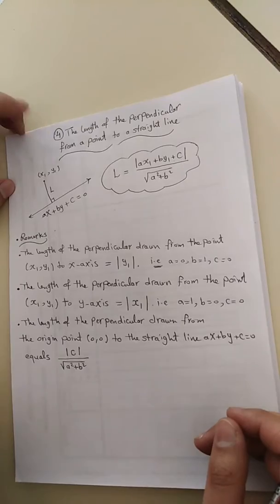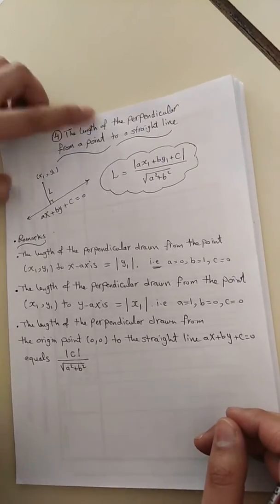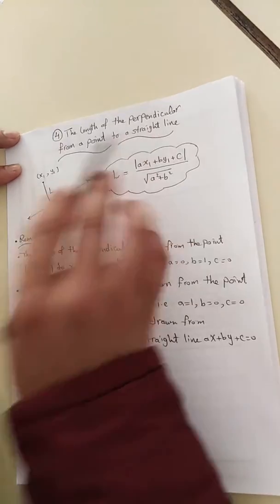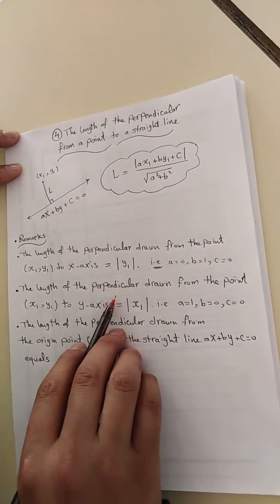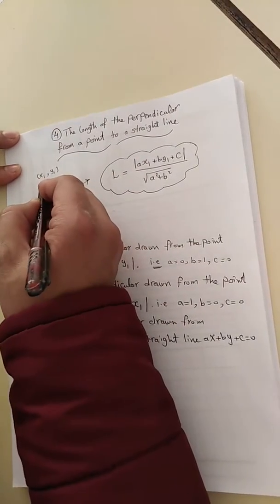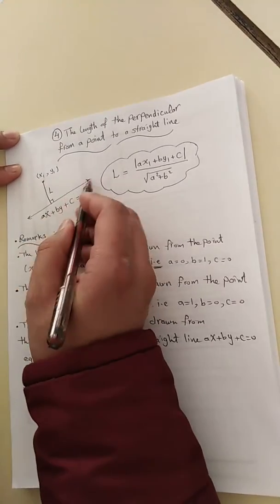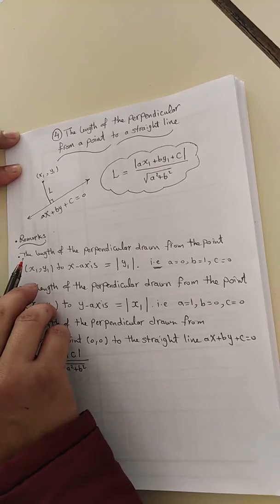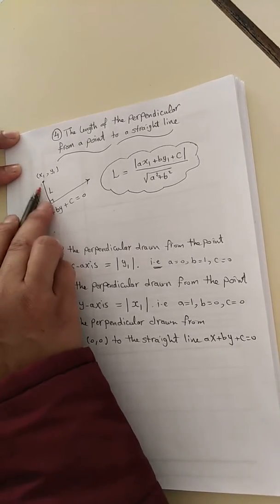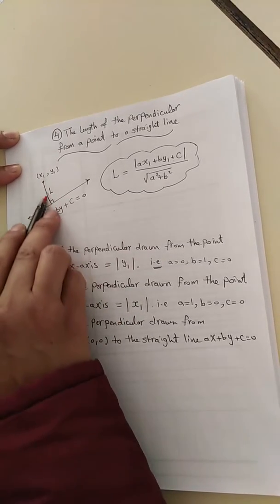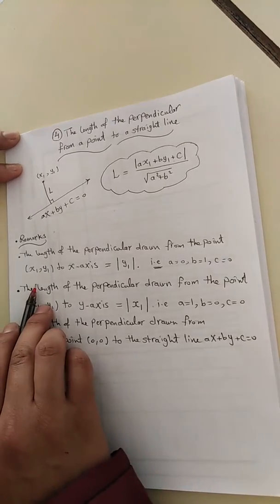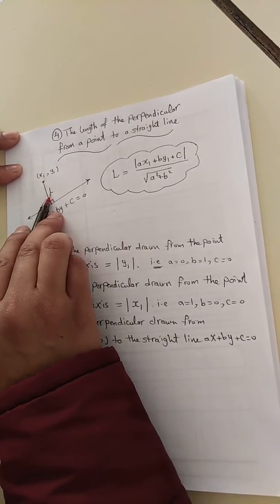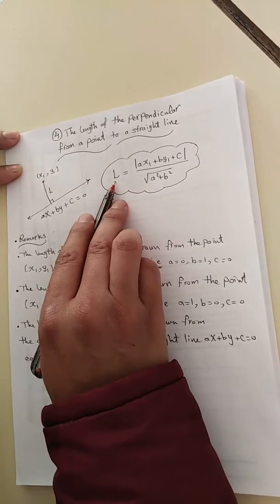Our lesson today, lesson number 4: the length of the perpendicular from a point to a straight line. When I say a point and a straight line, the shortest distance between the point and the straight line is the perpendicular to the straight line, and we call the length L.